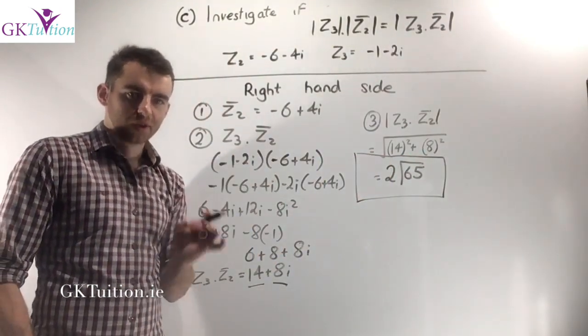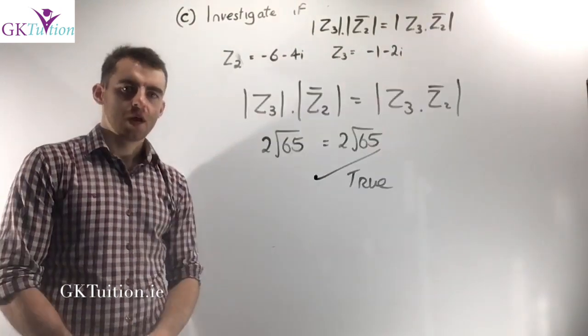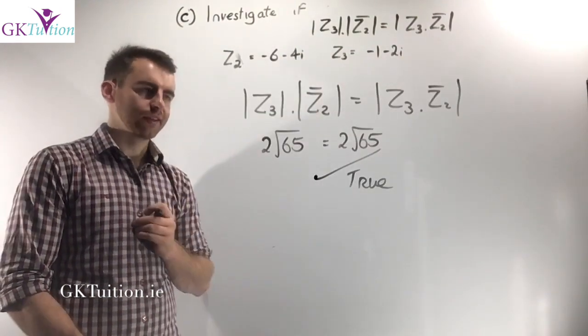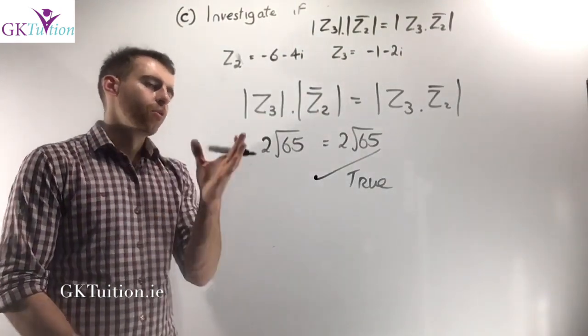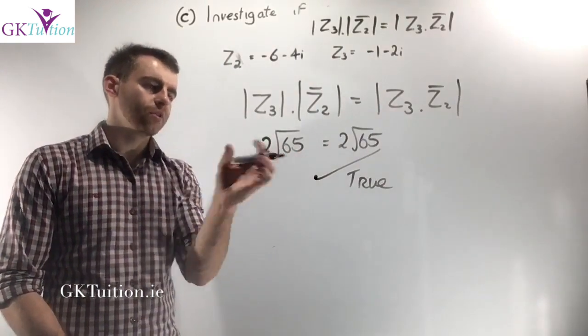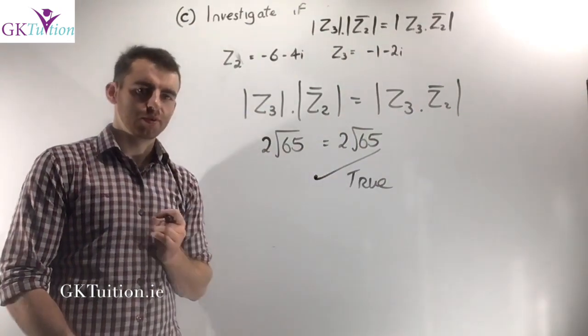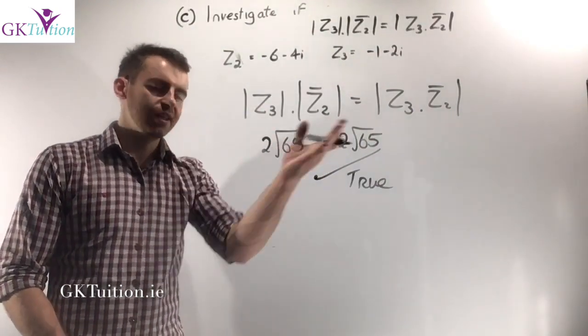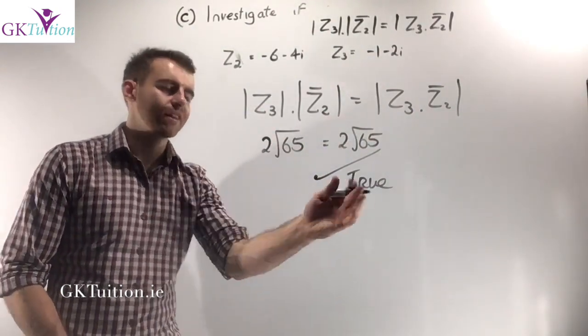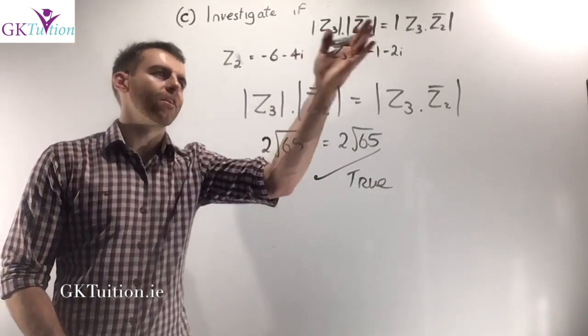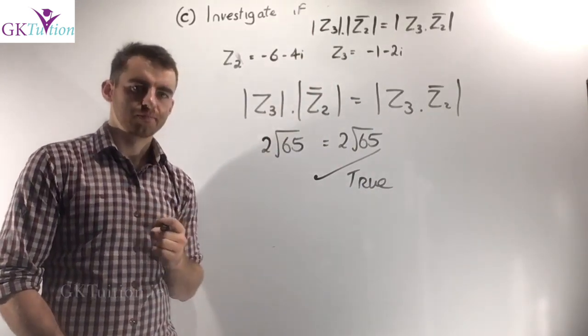Now I need to make my conclusion to ensure I get the full marks. So to conclude, you should do something like this. You rewrite your question. When I simplified the left-hand side fully, it worked out as 2 root 65. When I simplified the right-hand side fully, it worked out as 2 root 65. So clearly the left is equal to the right, so you can put a tick beside it and say that it's true. The left-hand side is equal to the right-hand side.